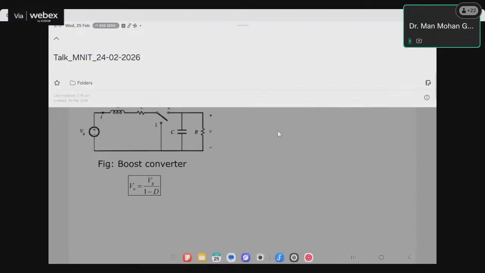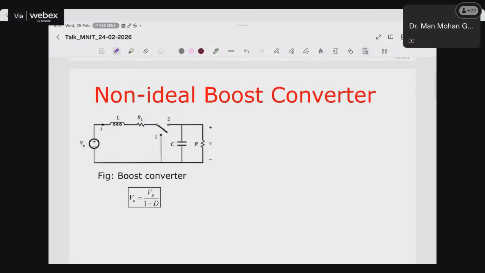So let us see the non-ideal boost converter. How does it behave? We are considering just one non-ideality, and we will derive its equation. When the switch is on, that is from 0 to DT, we will derive its expression. We have considered one non-ideality only, that is RL, the ESR of the inductor.